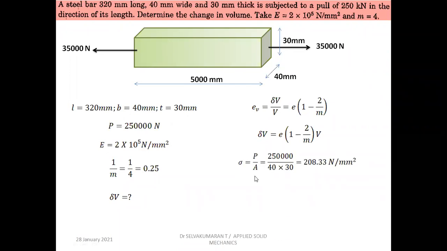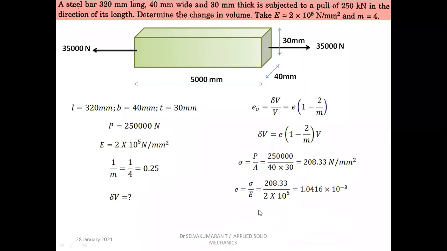Okay, so stress is nothing but the load by area. Load is, I think by mistake, it is written 25. It is supposed to be 35, sorry, 25,000 only. Okay, the figure it is mentioned 35,000. Yeah, it is 250 kilonewton, 250,000 by area, 40 into 30. Okay, so you get stress to be 208.33 Newton per mm square.